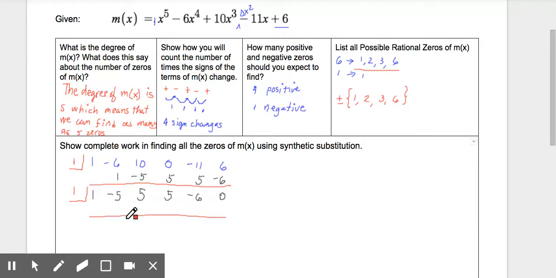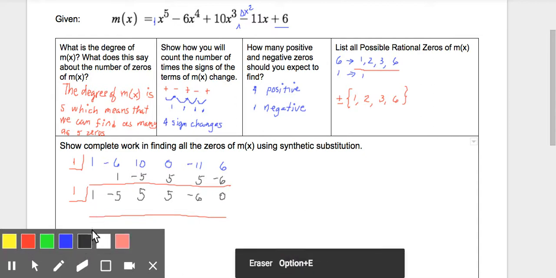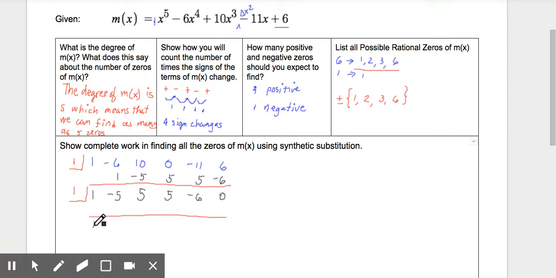So we'll have here, okay, we bring down 1. 1 times 1 is 1. Negative 5 plus 1 is negative 4. Negative 4 times 1 is negative 4. 5 minus 4 is 1. 1 times 1 is 1. 5 plus 1 is 6. 6 times 1 is 6. And we got another 0 here. So that means 1 is a zero of the function.